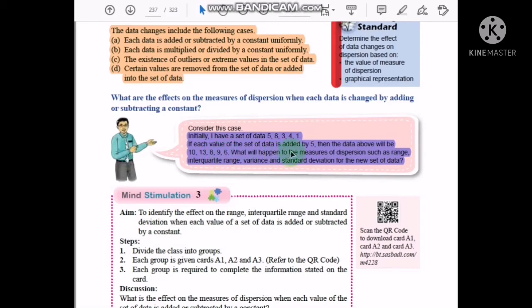So what will happen to the measures of dispersion such as range, interquartile range, variance, and standard deviation for the new set of data? So it means that this one wants to tell you how, if a value which is 5 is added to the original data, it becomes this, this is the new set of data. So will the range, interquartile range, variance, and standard deviation change as well? Will they change from the original one?